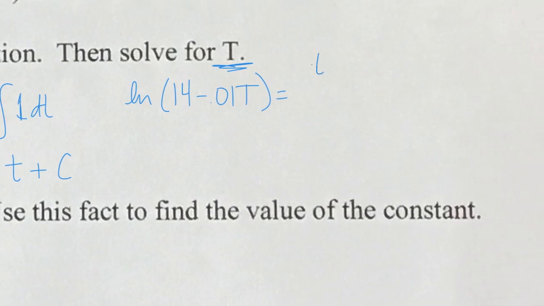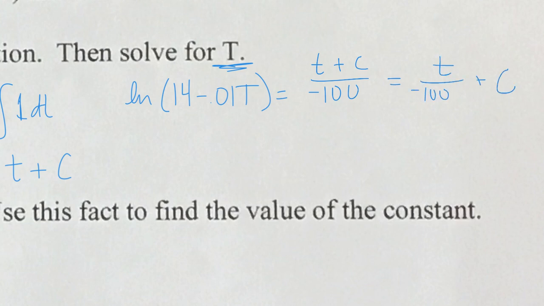T plus c divided by negative 100. Okay, so I'm going to write this as just t over negative 100 plus some other value c. So this is a different value c. It's something divided by 100. Just to keep my powers a little bit nicer, let's do that. Anytime we're multiplying by c, you can just take that out and write it as another one.